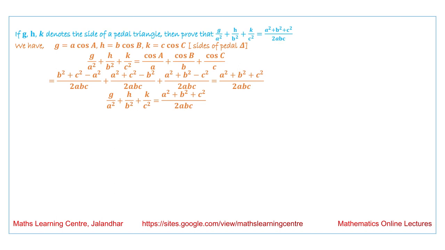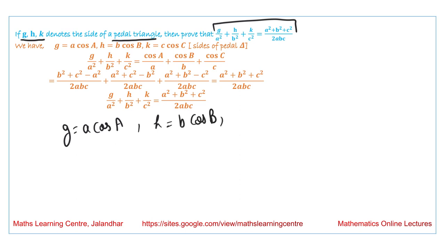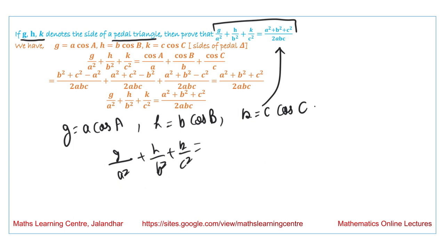Now the next question we have is, if G, H, K denote the sides of a pedal triangle, then we have to prove this result. So G, H, K are the sides of the pedal triangle. It means G is a cos A, H is b cos B, and K is c cos C. If we substitute these values over here, we obtain G over a square plus H over b square plus K over c square, which is cos A upon a plus cos B upon b plus cos C upon c.